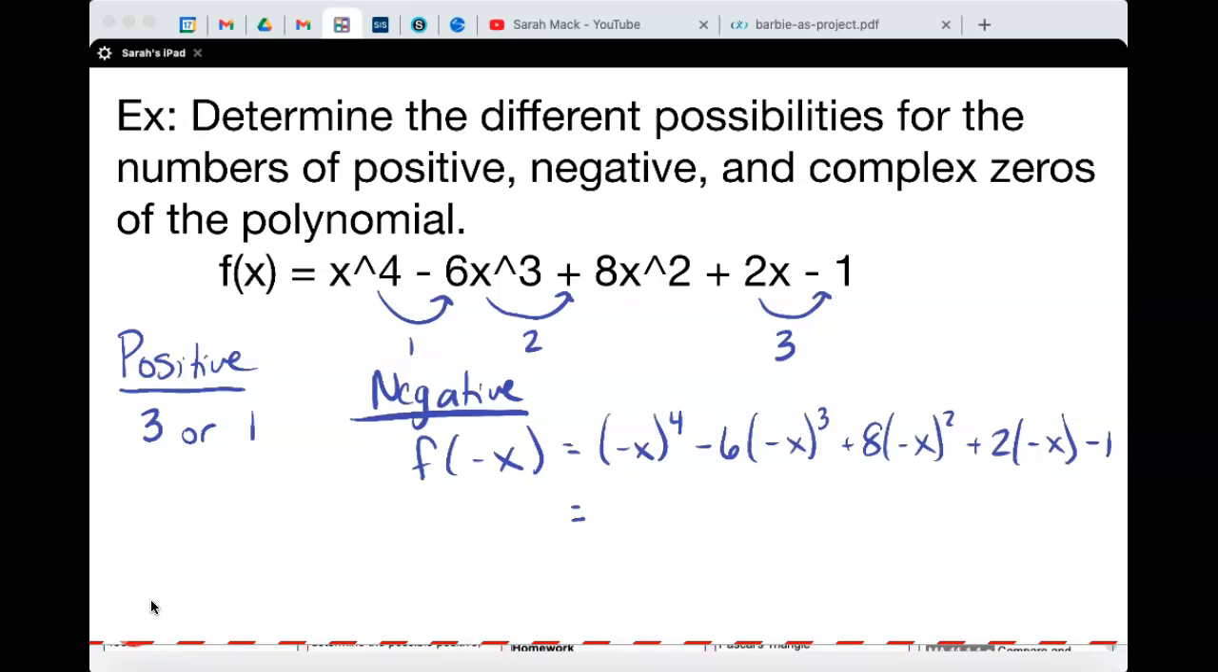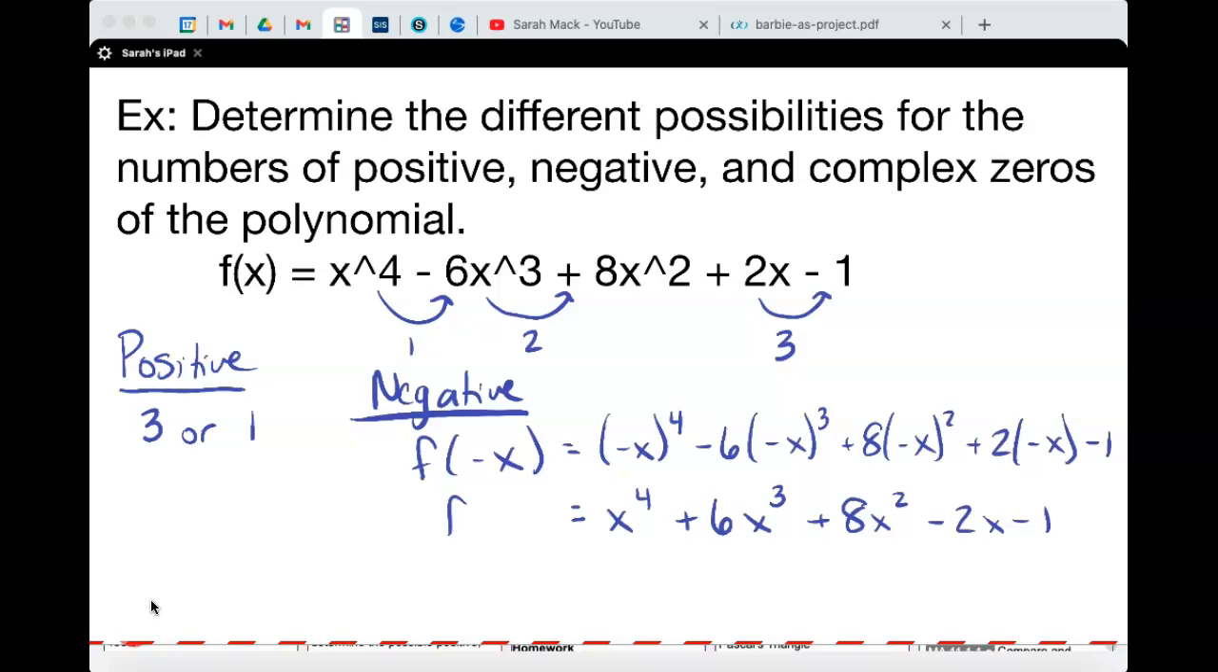So if I'm working with negative x to the fourth power, what does an even exponent actually do to this negative sign? Basically it changes it back to positive, because I have 4 negative 1s, and that becomes just a positive number. If you have an odd exponent, it's going to stay a negative sign, so you have negative 1 three times. So this term will change to plus 6x to the third power, because you have negative 6 times that negative 1. The 8x squared stays positive. And then 2 times negative x is negative 2x, and then minus 1.